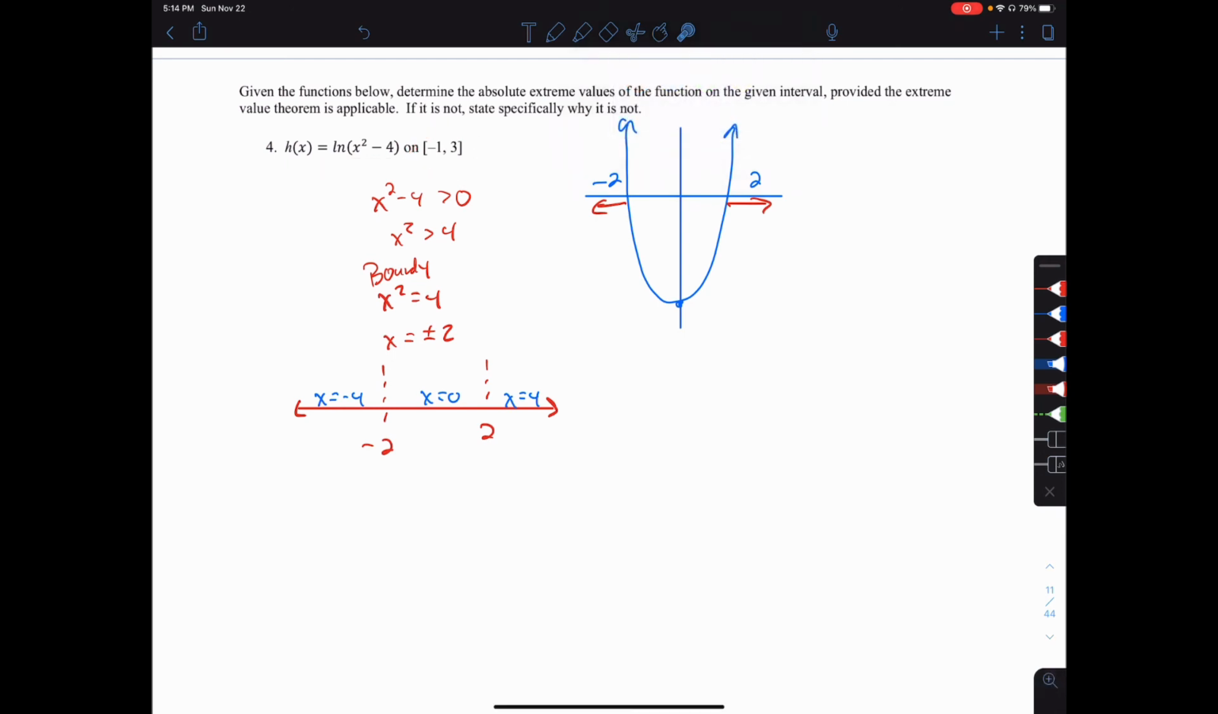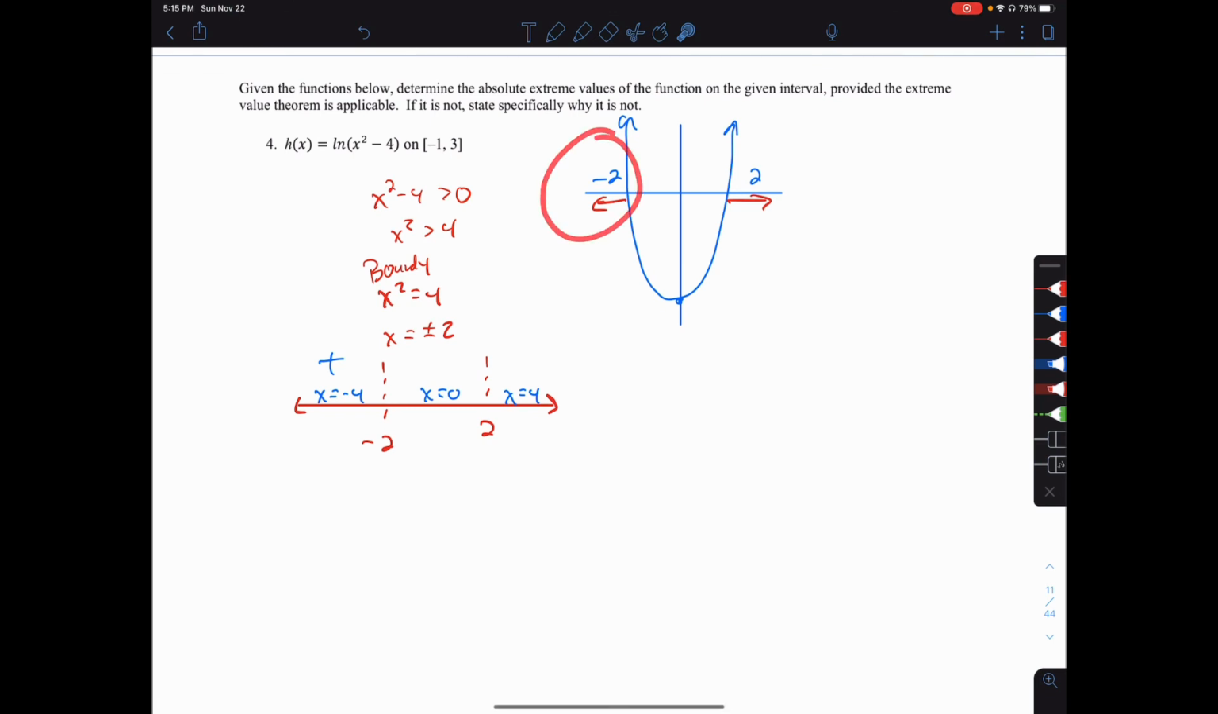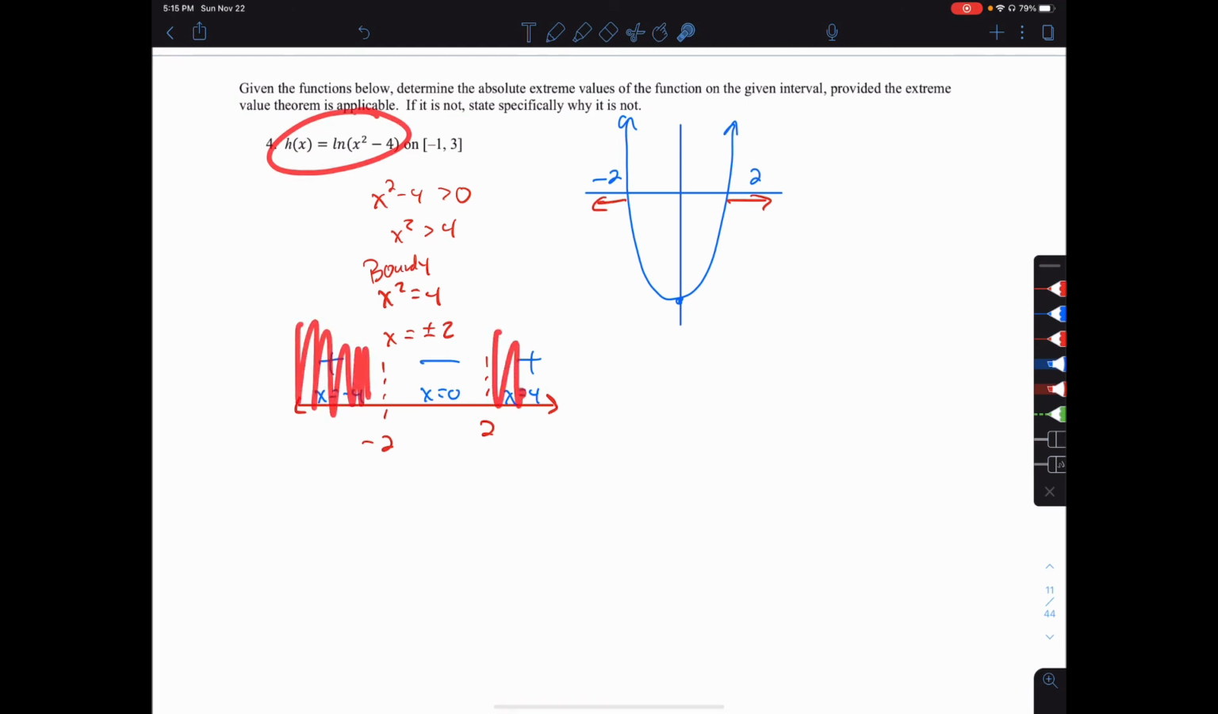So this has to be positive. If you put negative 4 into this, negative 4 squared is 16. 16 minus 4 is positive. So just like we said here, it's to the left of negative 2. Put a 0 in. 0 squared minus 4 is going to be negative. And 4 squared minus 4 is going to be positive again. So this function exists to the left of negative 2 and to the right of 2. It doesn't exist between negative 2 and 2.